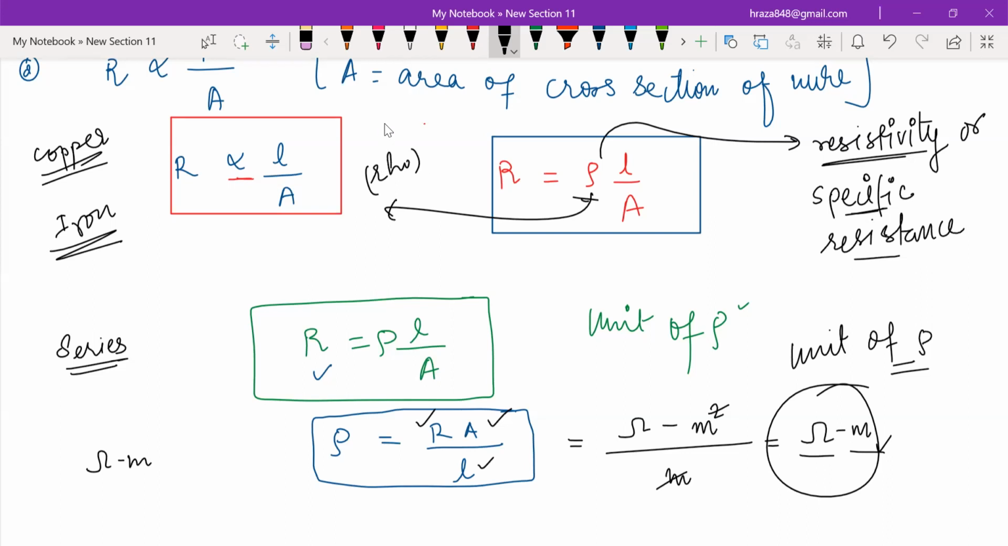After this chapter, human eye and the colorful world. Human eye. So just a second, let me have a look.